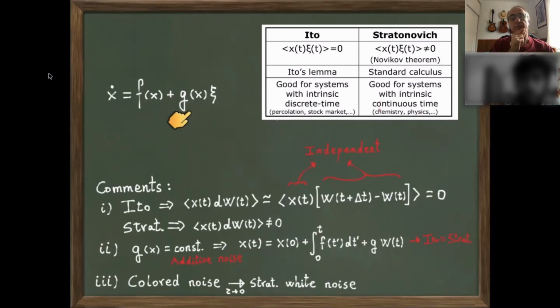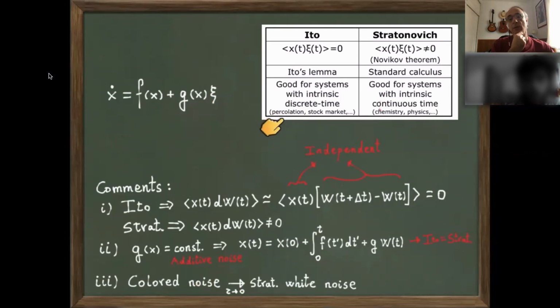If you have this equation, and if the noise comes from intrinsic continuous time, which is the case in many physical situations in physics and chemistry, then you should use Stratonovich, as we saw in this third property here: if the noise is colored noise, then you have to go to Stratonovich.